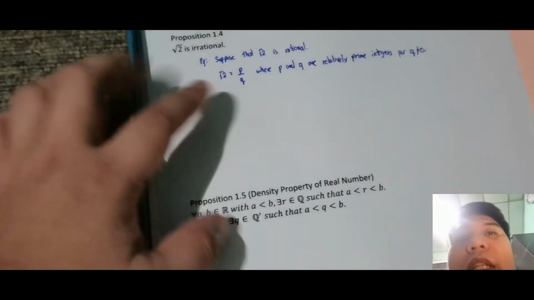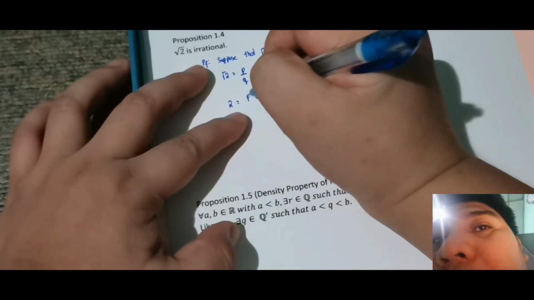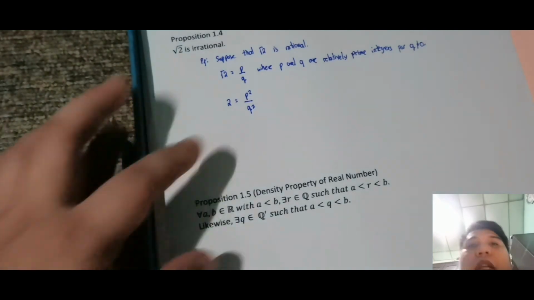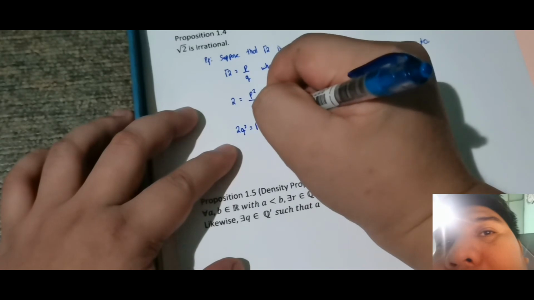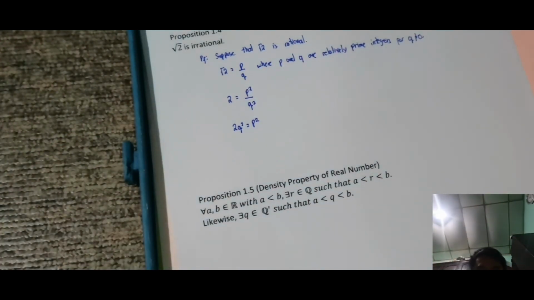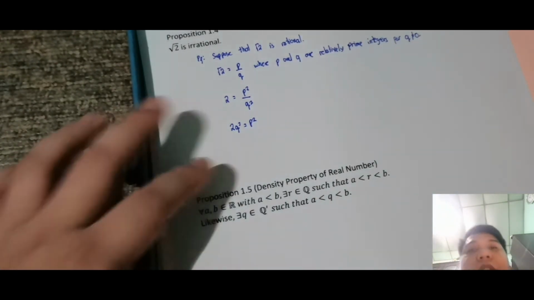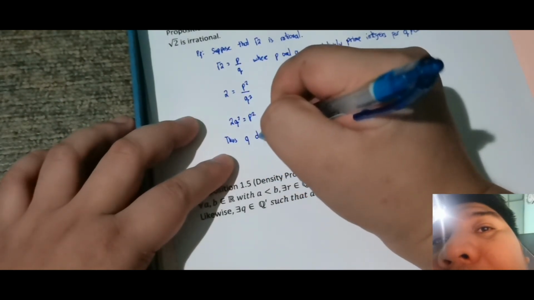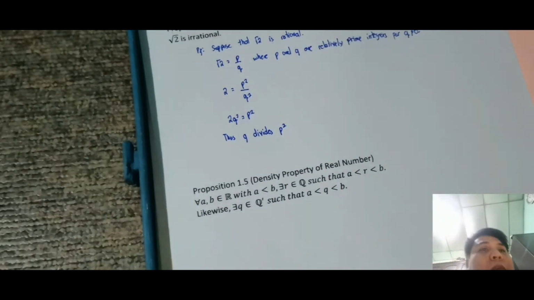Okay, ngayon, squaring both sides. So this is 2 is equal sa p squared over q squared. Okay, and this implies that 2q squared is equal to p squared. Ngayon, pansinin mo yan, 2q squared is equal to p squared. This implies na si q divides p squared. Okay, so thus q divides p squared. Bakit niya divides?